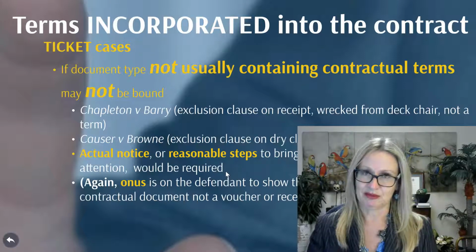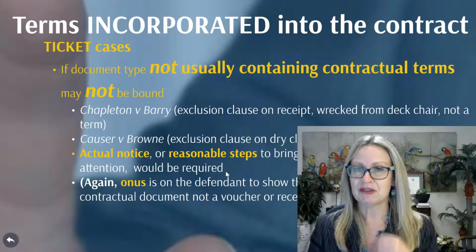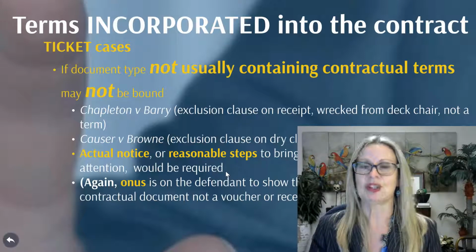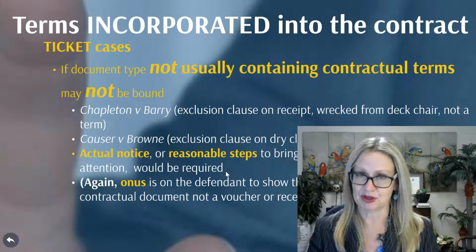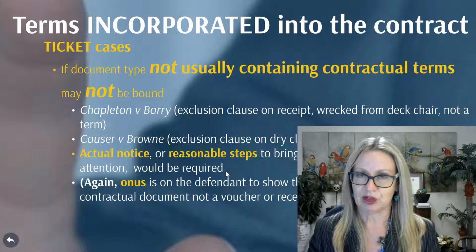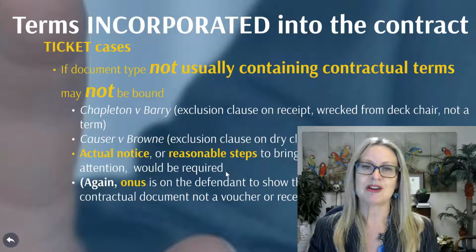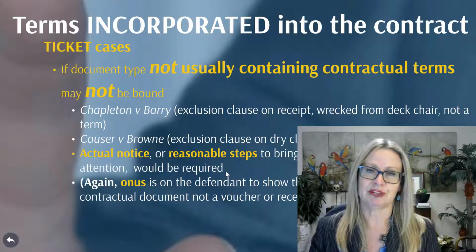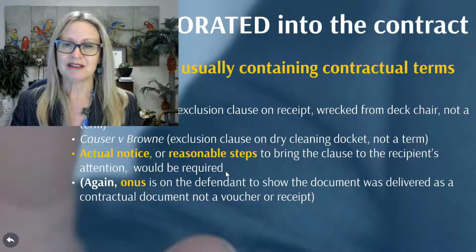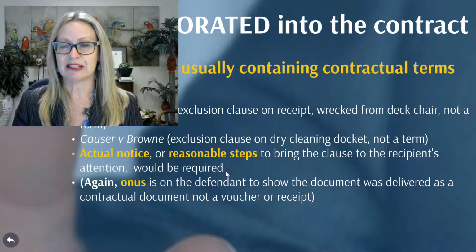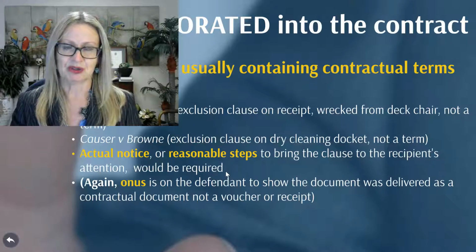So as the plaintiff hired the deck chair, he was given the receipt. The receipt contained the inevitable exclusion clause. The plaintiff suffered the personal injury, and the hirer purported to rely on the exclusion clause, but couldn't do so. Why is that? Receipts aren't normally something you would look at carefully to find contract terms. Causer and Brown, just another kind of instance of that. There was an exclusion clause on a dry cleaning docket, found not to be a term.